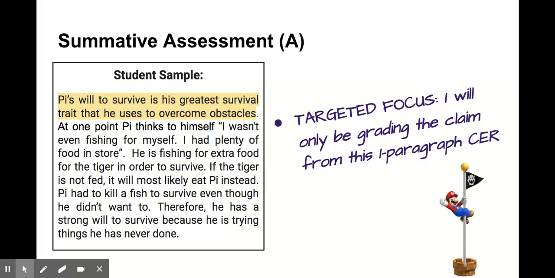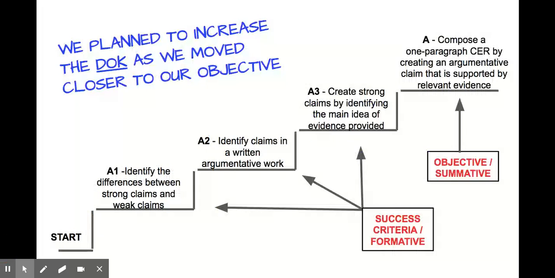However, I can use this data informally to guide my future instruction. I can see how students are doing writing claims. I can also see how students are doing when writing their reasoning. Again, as we moved up our staircase here from A1 to A2 to A3, and finally to our objective or summative goal, the level of DOK increased.